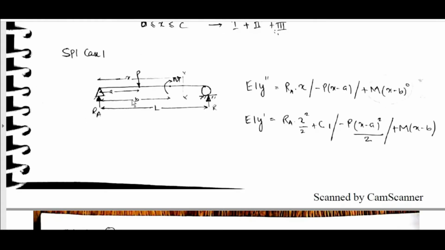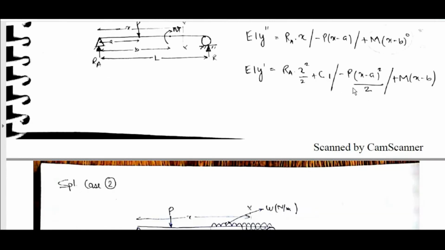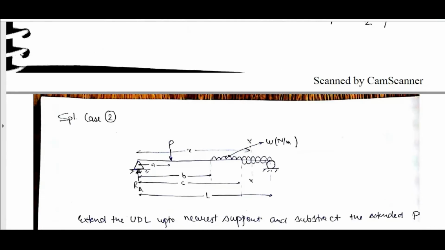Special case, there is a moment applied, and then EIy double prime is equal to R_A x minus p into x minus a plus m into x minus b whole power 0. When moment is there, x minus b whole power 0. EIy prime is equal to R_A into x square by 2 plus c1 minus p into x minus a whole square by 2 plus m into x minus b whole power 1.